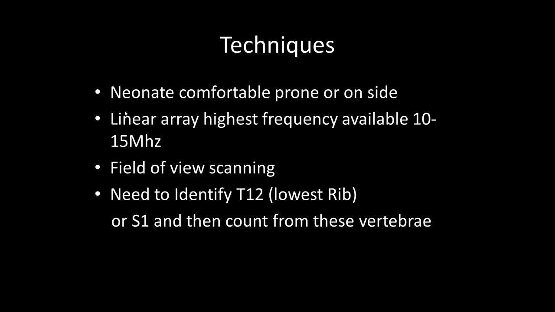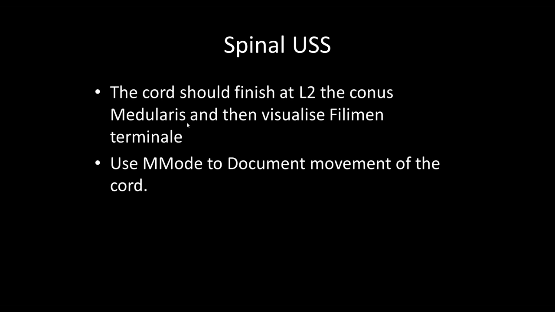Okay, the technique. Obviously you want the neonate to be comfortable, prone or on the side. A linear array of the highest frequency available should be used, and using that extended field of view scanning can really give you a nice long image of the spine. You can count in two ways. You can identify T12 and then count down, or you can identify S1 and then count up. The cord should finish at L2, which is the conus medullaris, and then you should visualize the filum terminale. And you tend to use M mode to document movement of the cord.